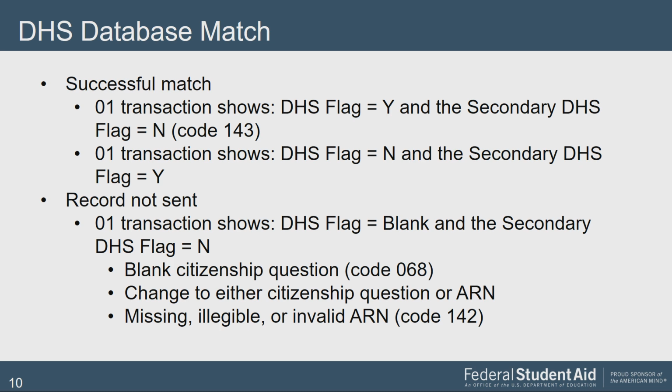while it is run against DHS secondary match databases. At that point, if a match is found within 3 days, you get an ISIR back. And the ISIR will show for DHS flag, the primary one, no, but secondary DHS flag, a Y, for yes. But in cases where the data that's needed to complete the match is insufficient, the record won't be sent, and the transaction will reflect blank for the DHS flag and no for the secondary flag.